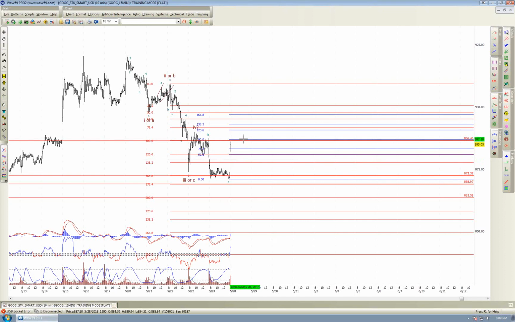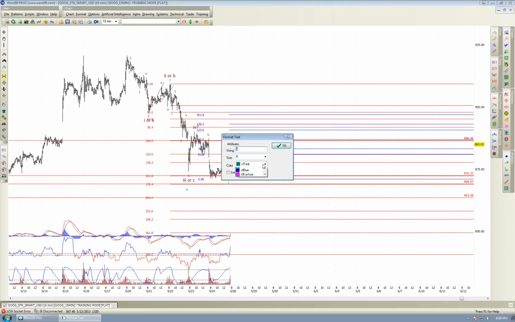So this would be the 1.0 extension right here. Again, it's the same resistance level we saw earlier, which would make a running flat if this is a C wave. So I'm just going to put that possibility in the chart. So this point right here would actually be the ending point of the A wave.